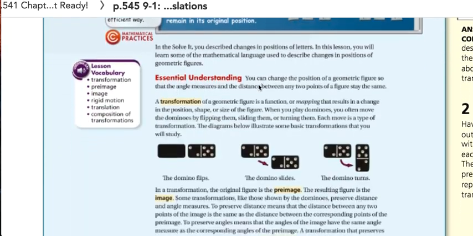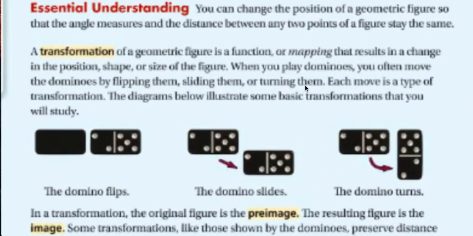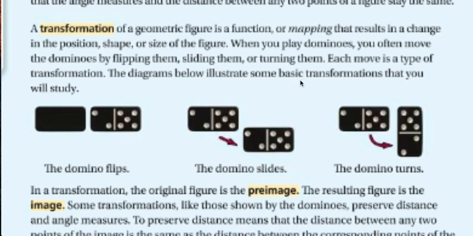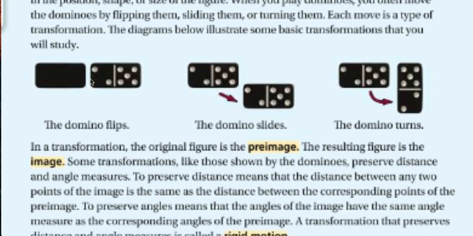So what's that mean? What's a transformation? We go through transformations all the time, but in geometry, what is that like? A transformation is when we have a geometric figure that's mapped out and we change it, whether through the position, the shape, or the size. If you've played dominoes before, you move the dominoes by flipping them, sliding them, or turning them. Each move is a type of transformation. We'll see these done by just moving one domino or one shape along. We'll also deal with rotation. I don't think we see too much of flipping, but that's okay.